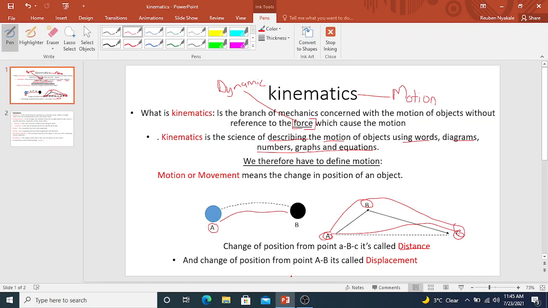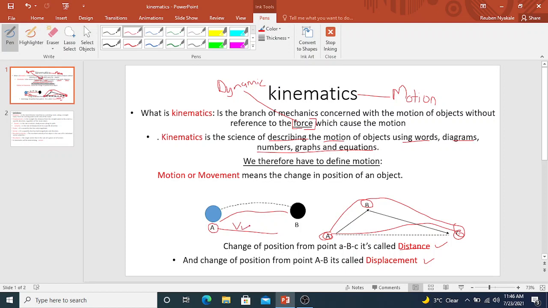Since kinematics deals with motion, those are the things we'll be looking at: the change of position from point A to point B. When you change position from point A to point B, you covered what distance or displacement. You were traveling at what speed from point A to point B. We would also look at the velocity that you were traveling at.